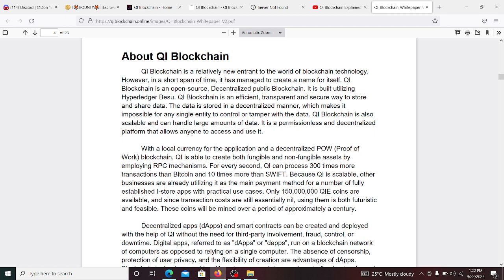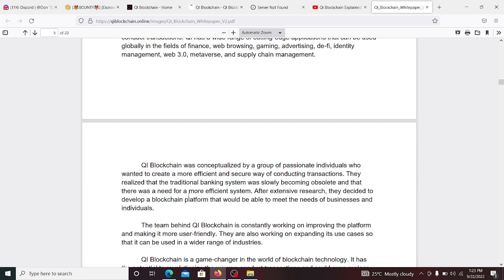Now, the QI blockchain is obviously a relatively new blockchain, just starting up and making a name for itself. It's an open source, decentralized, public blockchain, and it is built utilizing the Hyperledger base. The QI blockchain is an efficient, transparent, and secure way to store and share data. The data is stored in a fully decentralized manner, which makes it impossible for one person to tamper with it. The QI blockchain is also scalable, and it can handle large amounts of data. It's permissionless, and anyone can access or use it. I've explained this too.